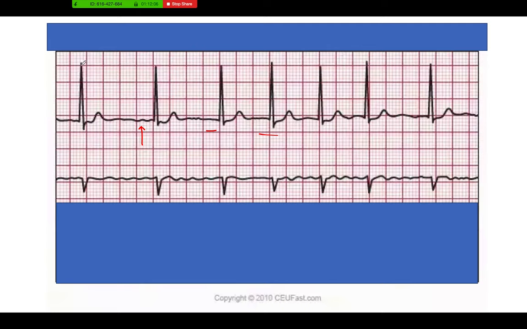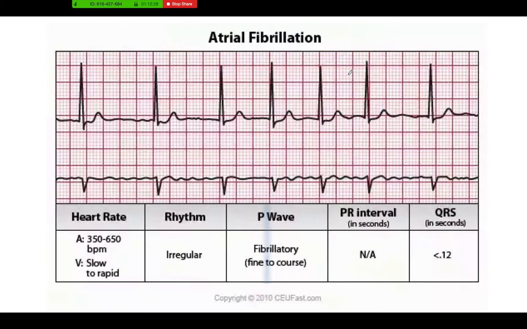But then you go and look at the number of boxes in between. So here we have about 4 boxes in between. Then it goes down to about 3.5. Now it's less than three, getting bigger again. Now we're at 3.5. Okay, so that is what we call irregular. And so that is a strong sign of AFib. Very good. So atrial fibrillation.